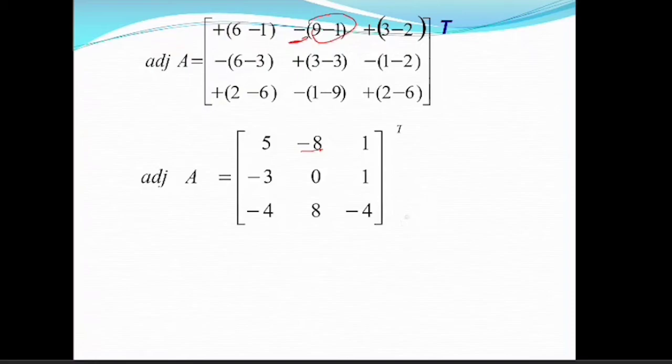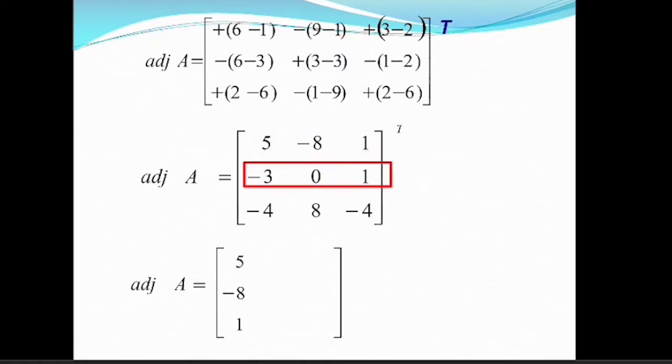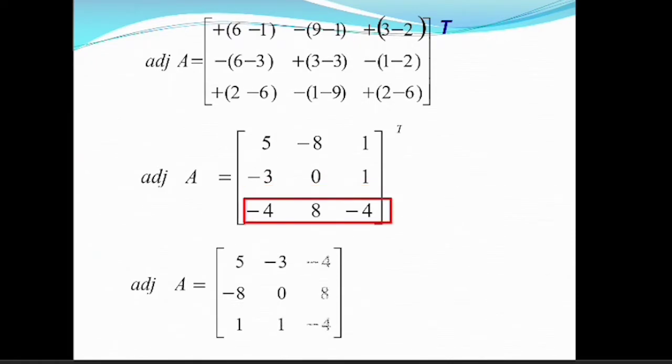and then you find your cofactor matrix like this. Transpose the cofactor matrix to find your adjoint matrix. How to transpose? Remember, the rows will be the columns. So 5, negative 8, 1 will be written as the column for the adjoint matrix. Next, negative 3, 0, 1. And then the last row will be the last column, negative 4, 8, and negative 4.